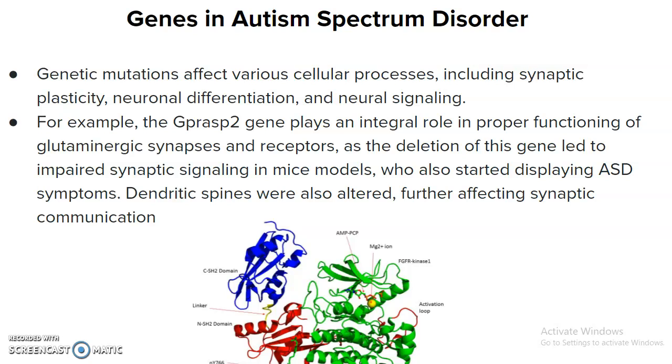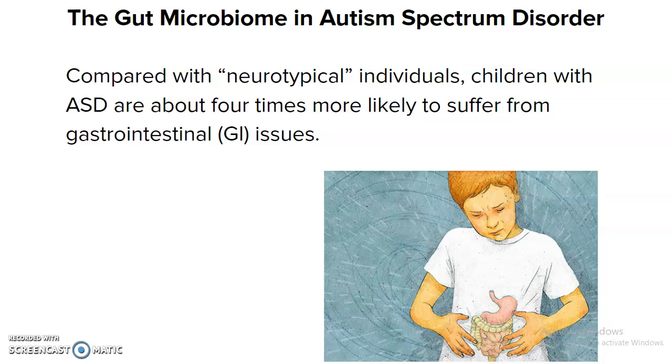The GRASP2 gene deletion also caused alteration of the dendritic spines, and the dendrites are the part of the neuron that receives the signals. So by affecting them, that also affected the synaptic communication and the communication within the brain.